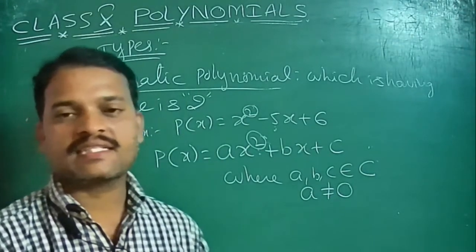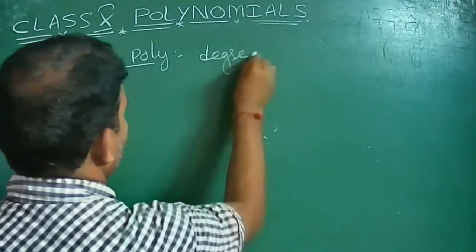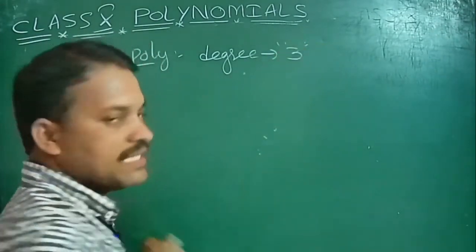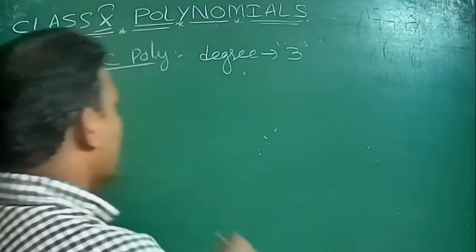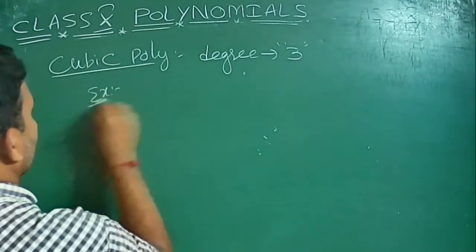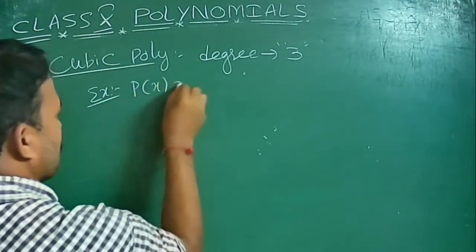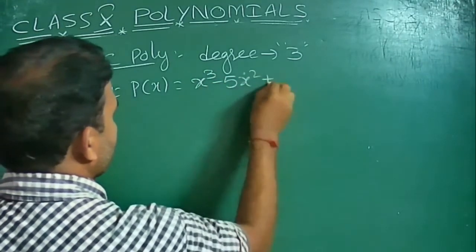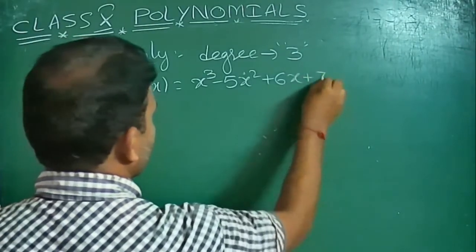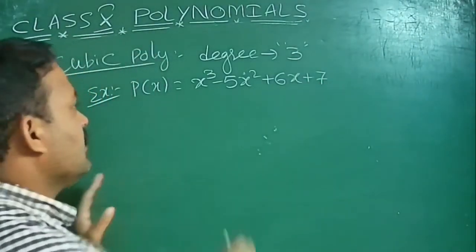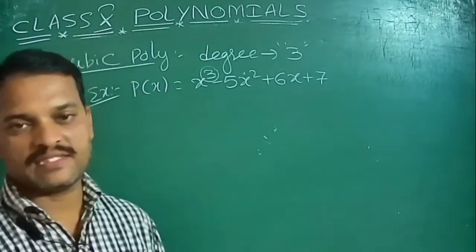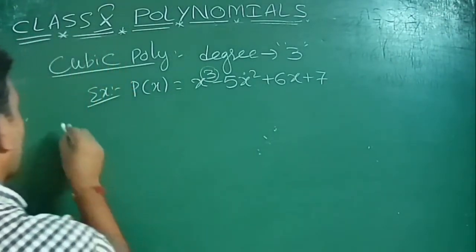Next I am going to explain the cubic polynomial, a polynomial having degree 3. Then it is called a cubic polynomial. For example, p(x) = x cube minus 5x square plus 6x plus 7. Since the degree is 3, it is a cubic polynomial example. Then what is the general form? I want to explain that.